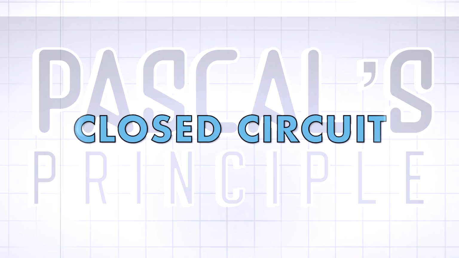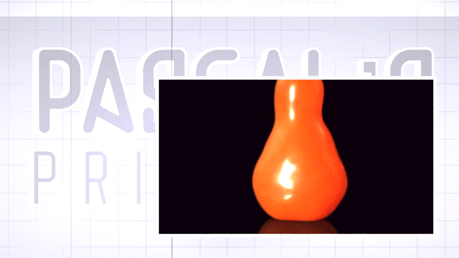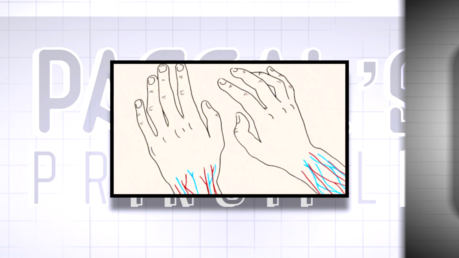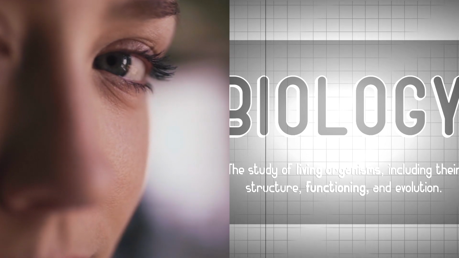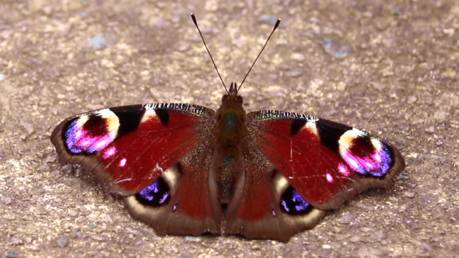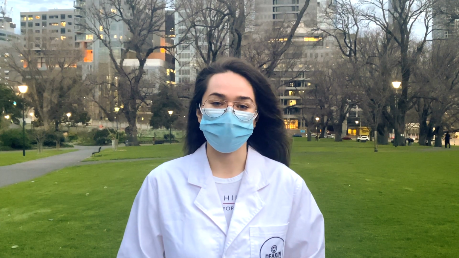A closed circuit confines a fluid from the outside world, like a Galileo thermometer, a water balloon, or the human circulatory system. In biology, there are closed circulatory systems, like what humans have, and open circulatory systems, like what insects have. The equation for Pascal's formula is pressure equals force divided by area. Now let's apply this to biology.